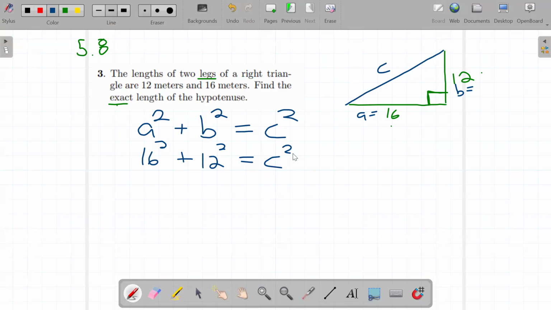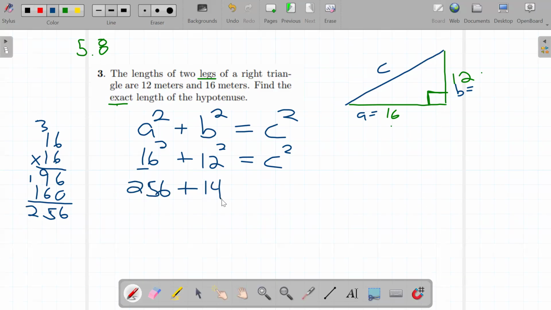All right, 16 times 16. Oh, I don't remember that. Let's calculate it. Or again, you could whip out your calculator for that if you wanted to. 6 times 6 is 36. Times 1 is 6, 7, 8, 9, 0, 1 times 6, 1 times 1, 6, 9, and 6 is 15. All right, so this one's 256. I remember 12 squared is 144.